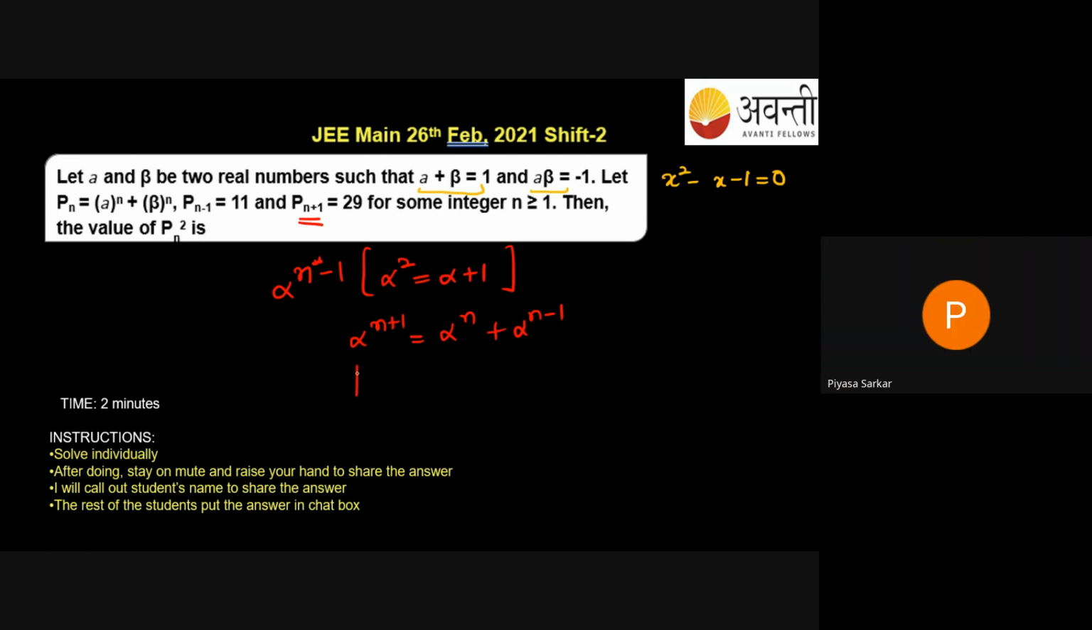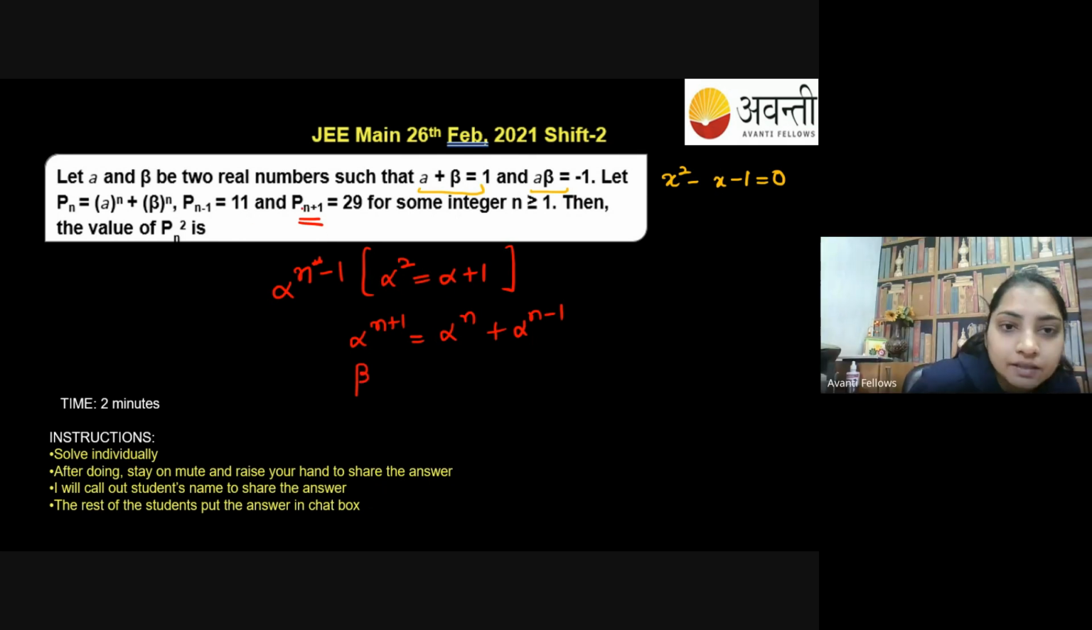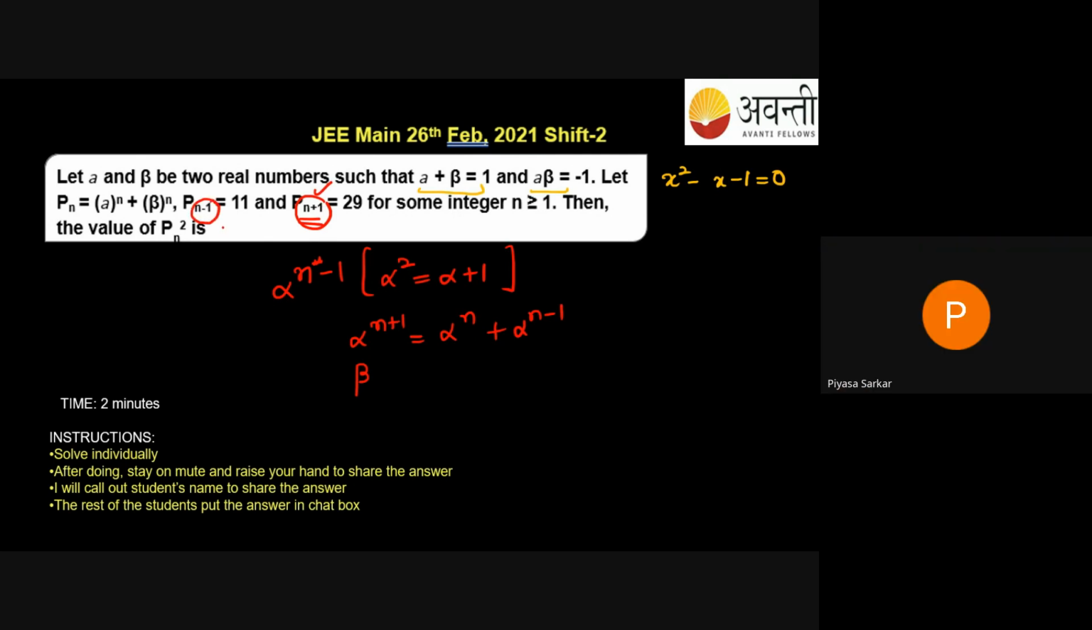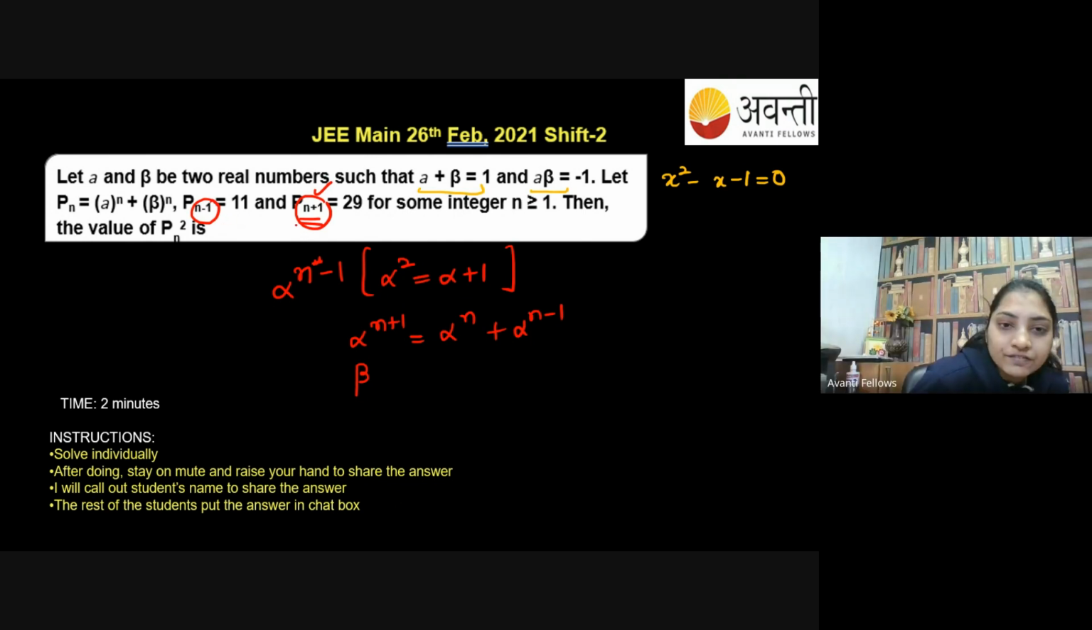I need n plus 1, because n plus 1 and n minus 1 were mentioned to me. Can you see, Harini? Yes, ma'am. So if alpha square is there, then what power of alpha should I multiply so that I get n plus 1? So I just multiplied by n minus 1 power.